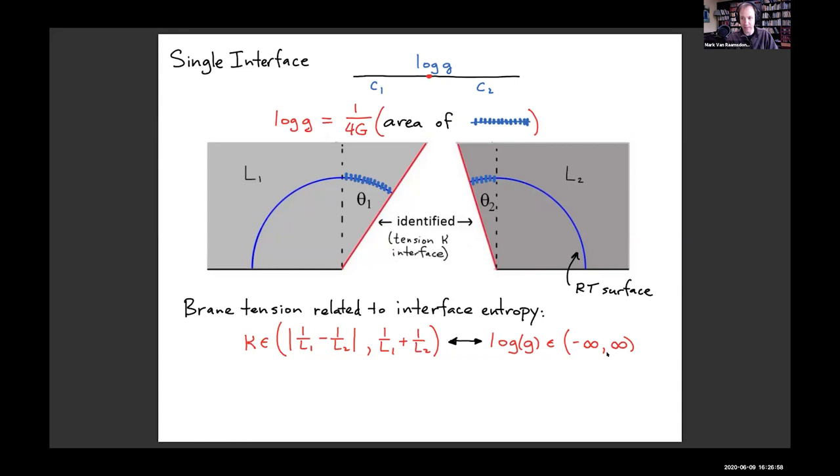Okay, so this kappa parameter, just in terms of gravity, you wouldn't really know what to take it as. But once you do this calculation relating the interface entropy to gravity parameters, you realize that there's a specific range of tension values that give you all of the possible boundary entropies. So that's the range we'll be considering. Given two specific CFTs, we have a choice of interfaces, and on the gravity side, that translates to a choice of kappa parameters.